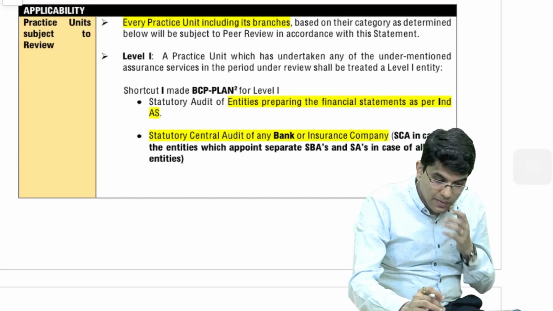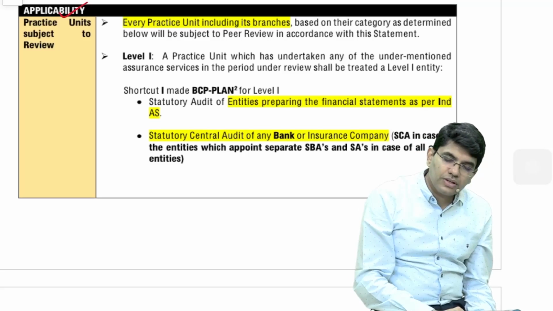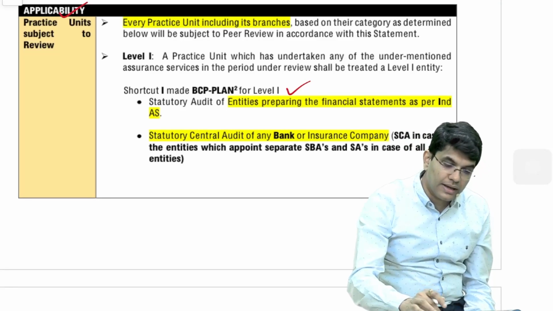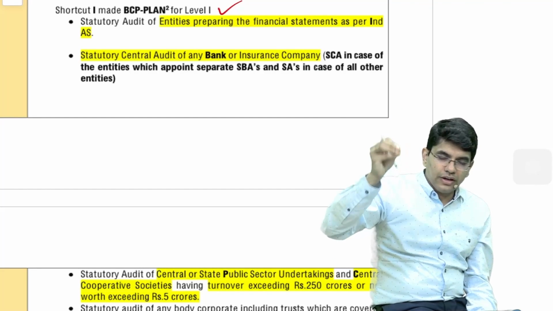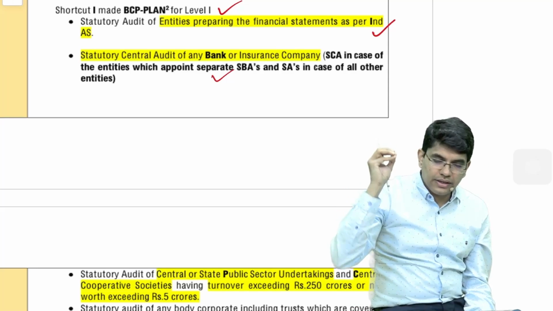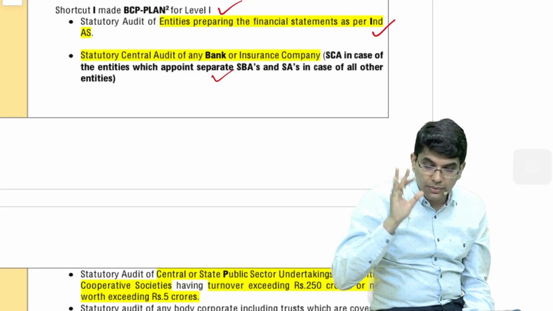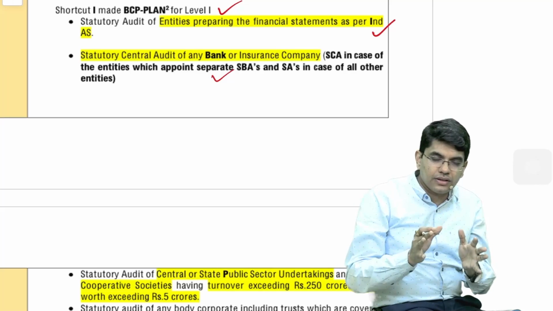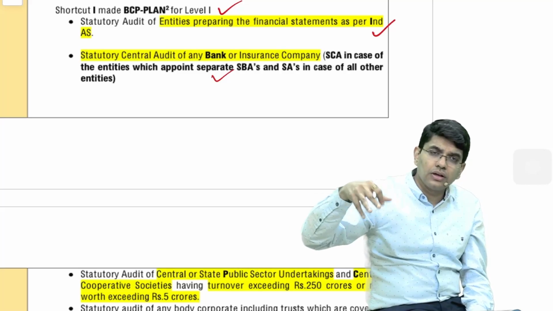Now applicability. When we talk about applicability of the peer review, peer firms are divided into 2 levels, level 1 and level 2. So who will come in level 1? There's a shortcut. I made BCP plan for level 1. I for Ind AS. If the client is following Ind AS and you are doing statutory audit, you are in level 1. BCP, B stands for if you are doing statutory central audit of any bank or insurance, you are level 1. Correct? Simple. So if there is a separate branch auditor and you are doing the central thing, you are level 1. If there is no central auditor, there is no branch auditor, there is only a central auditor who is doing everything, again you are in level 1.